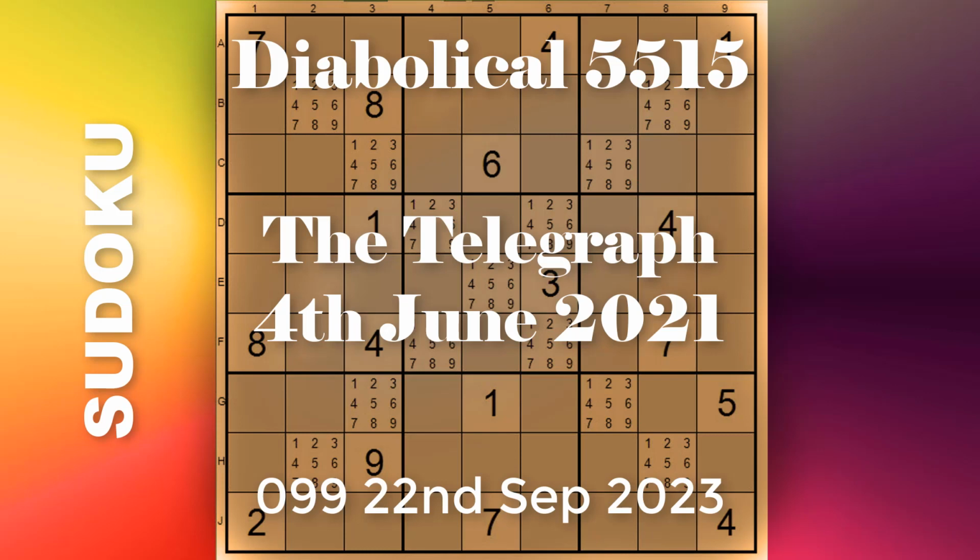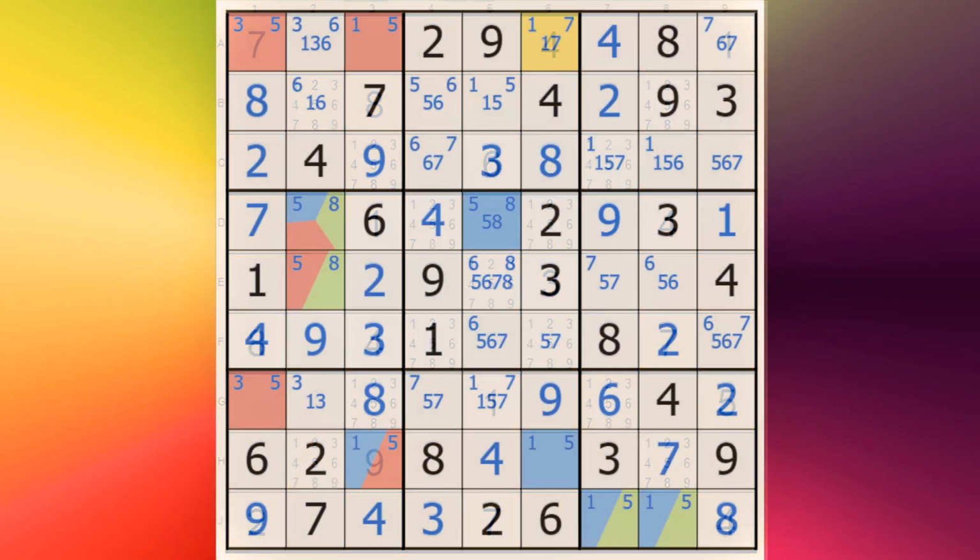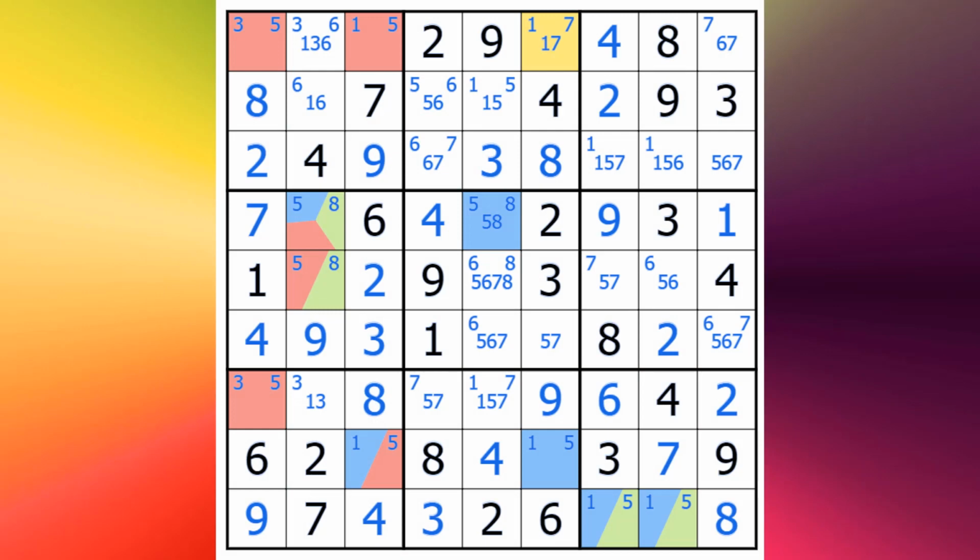Anyway, here we are with another Sudoku puzzle. This is part 2 of the two-part. In part 1, we went as far as we could using the basic techniques, and now in part 2 we'll use some more advanced techniques to come to the solution, hopefully, of this. Now the puzzle is number 5515, Diabolical Sudoku Puzzle from the Telegraph newspaper of the 4th of June 2021, and in our series it's number 99 in our advanced series, and this is what we have.